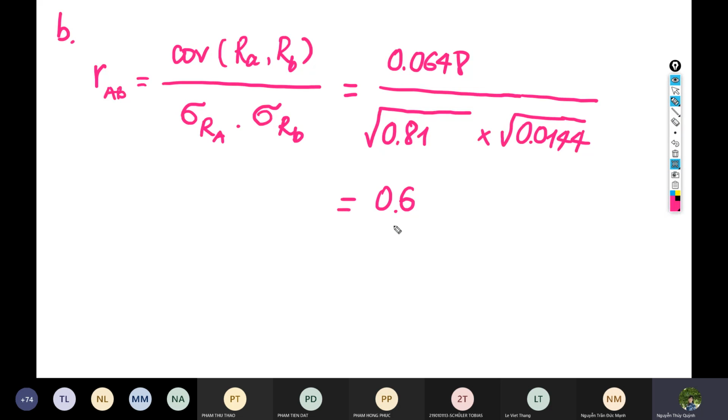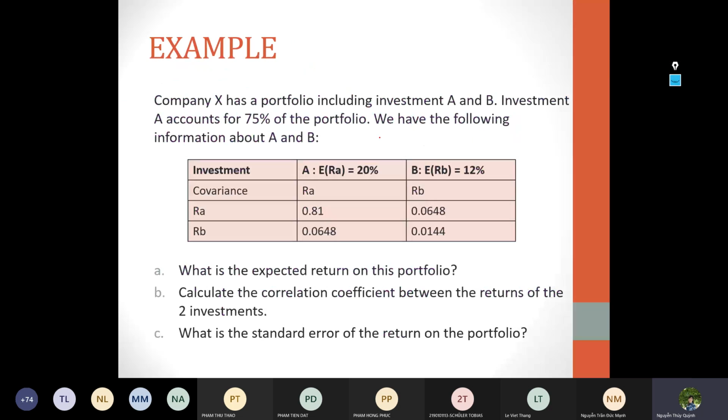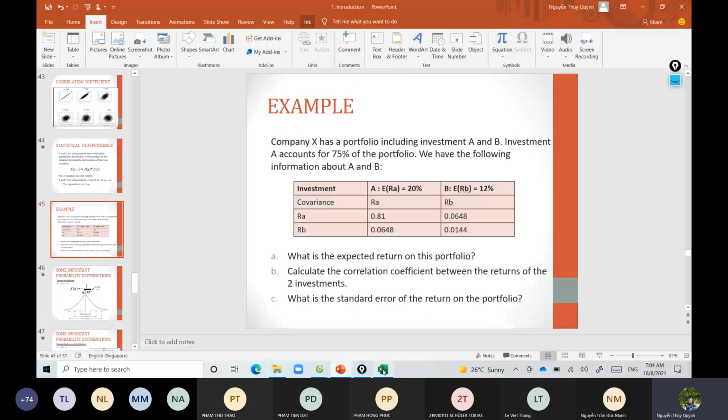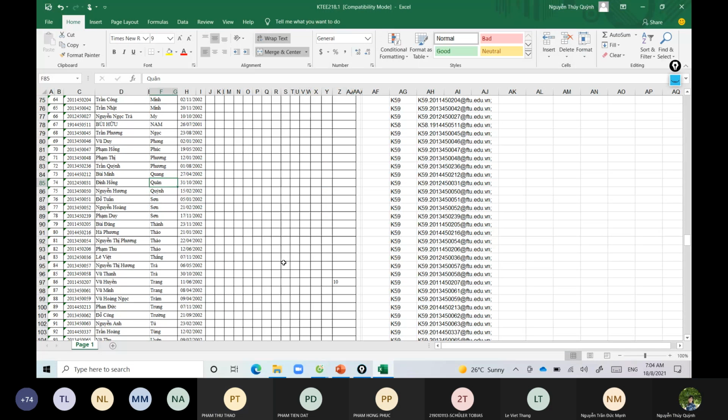All right. Thank you. Do you get the same result? Yes. Okay, good. So the standard deviation of RA is 0.9. Oh, it's really high. Okay. All right, so thank you, Thảo. Let me give you an encouragement point. Phạm Thu Thảo, right? Yes, thank you, teacher.